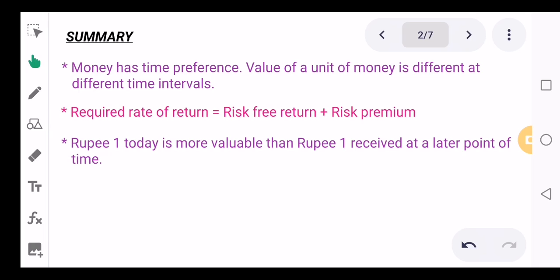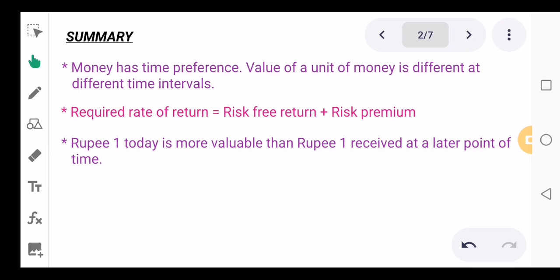That's why this entire concept arises. This entire concept of time value of money is based on this point. And why does it happen? Because money has got time preference, due to which it has different value at different intervals. And the next thing is the required rate of return. Required rate of return is the rate of return that any investor would charge for the money he has invested.